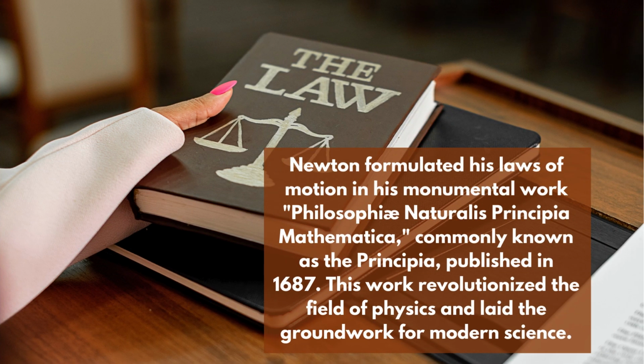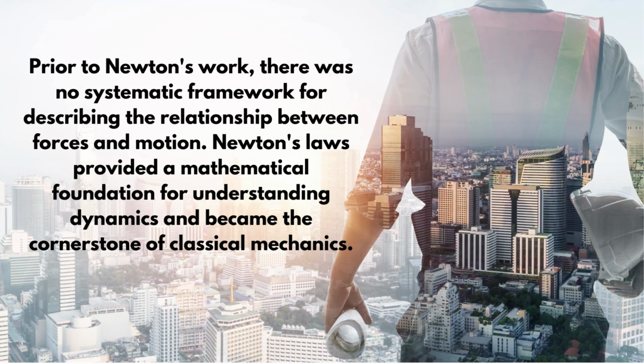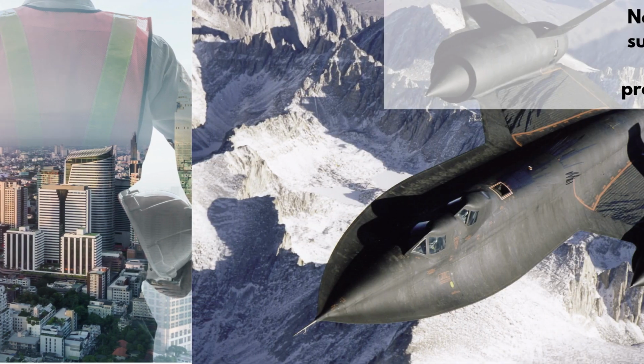Newton formulated his laws of motion in his monumental work Philosophiae Naturalis Principia Mathematica, commonly known as the Principia, published in 1687. This work revolutionized the field of physics and laid the groundwork for modern science. Prior to Newton's work, there was no systematic framework for describing the relationship between forces and motion. Newton's laws provided a mathematical foundation for understanding dynamics and became the cornerstone of classical mechanics.